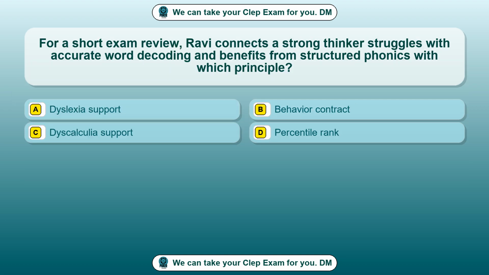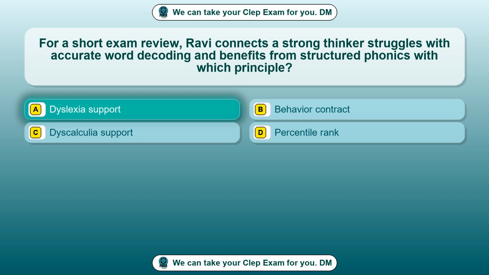Question 66. For a short exam review, Ravi connects a strong thinker who struggles with accurate word decoding and benefits from structured phonics with which principle? Option A, dyslexia support. Option B, behavior contract. Option C, dyscalculia support. Option D, percentile rank. The correct answer is option A, dyslexia support.